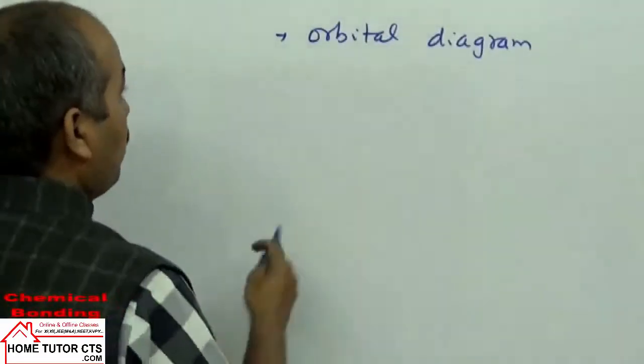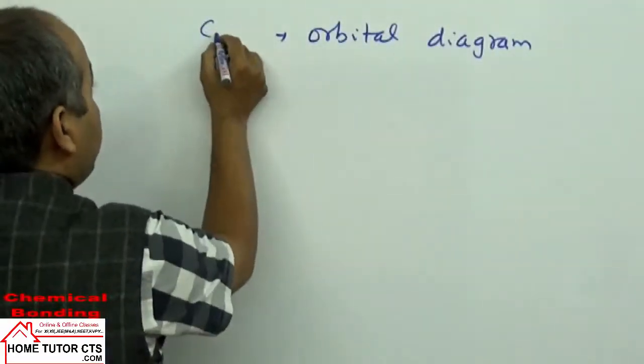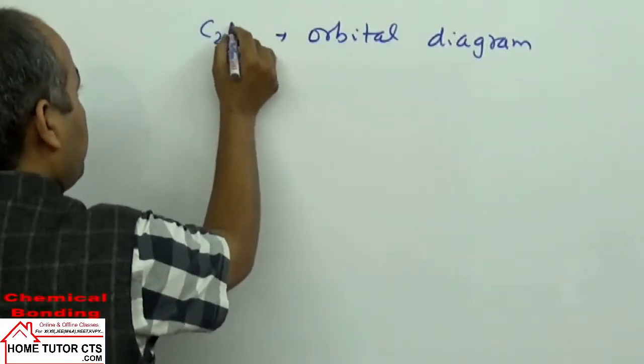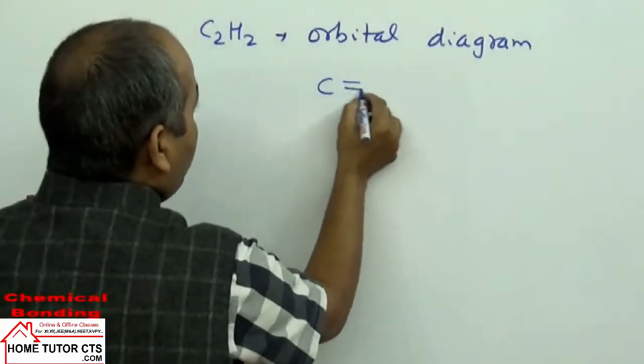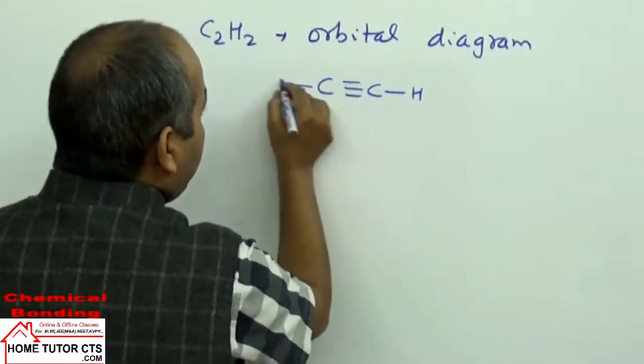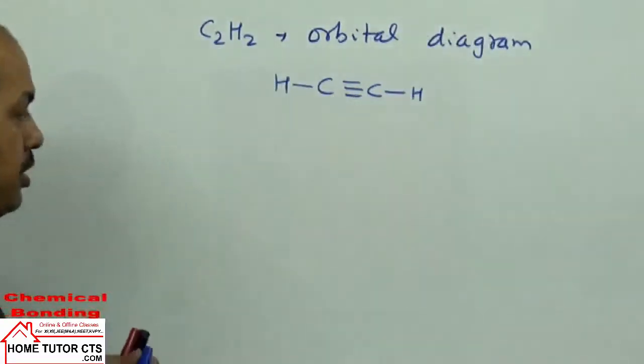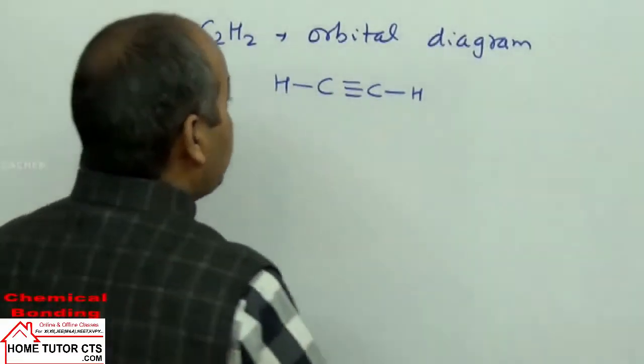Now we can take the orbital diagram for the acetylene molecule C2H2. If you take an acetylene molecule, we have two carbon atoms, sp hybridized each, and they have got sp hybridization.